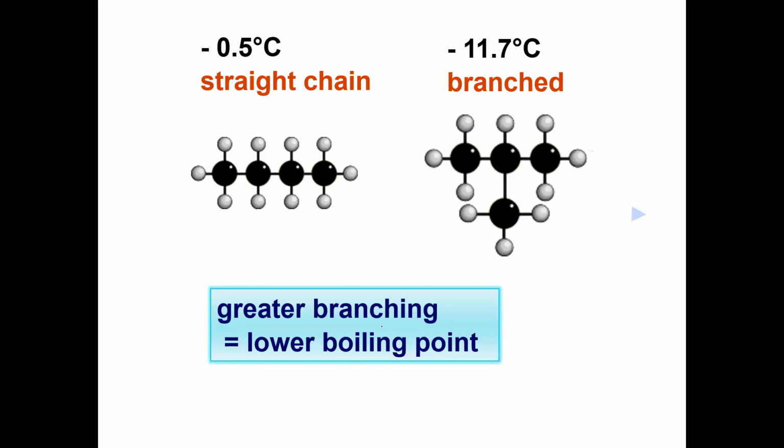Greater the number of branches, lower is the boiling point. Our first concept today: greater the number of branches, lower is the boiling point. Could you go back to the initial slide we were looking at? Hello?